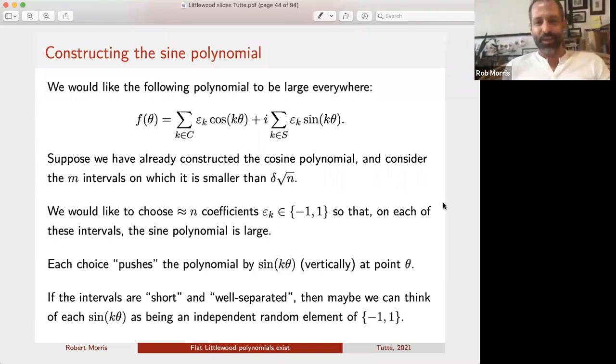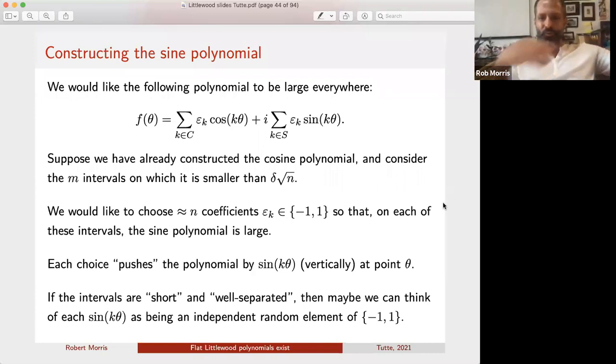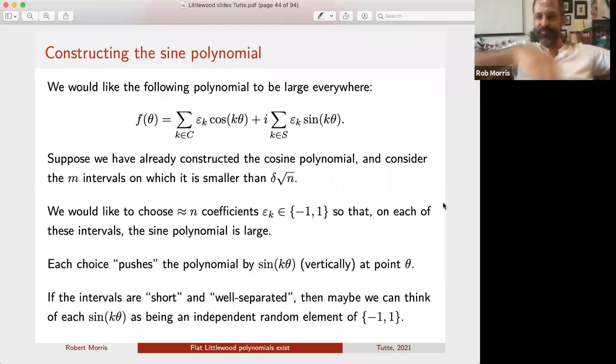Sorry, back. Right, so if these m intervals are short, then basically this sine k theta should be constant on them. And if they're far apart, they should be basically independent. So if we chose the cosine polynomial randomly, then we've got some pretty decent chance these intervals are short and far apart. So we have some chance of this working.